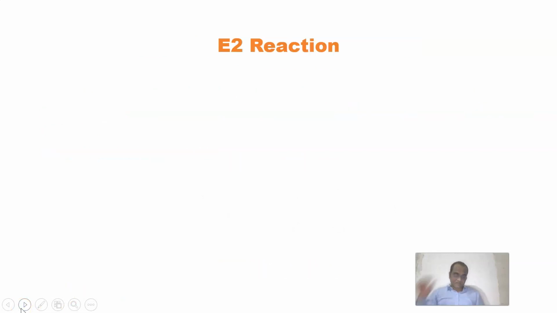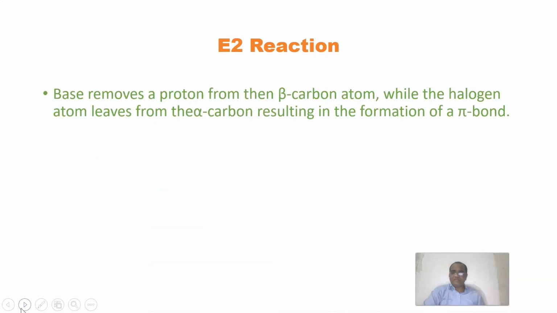For convenience of understanding, firstly we'll see the E2 reaction. The name itself indicates that E2 means it is a bimolecular reaction, and E1 means a unimolecular reaction, just the same as SN1 and SN2, right? So E2 is elimination by a second order reaction. In this reaction, a base removes a proton from a beta carbon atom, while the halogen atom leaves from the alpha carbon, resulting in the formation of a pi bond.